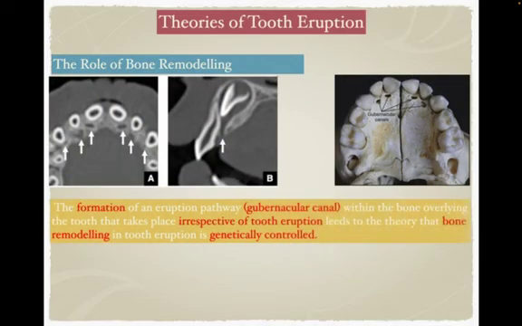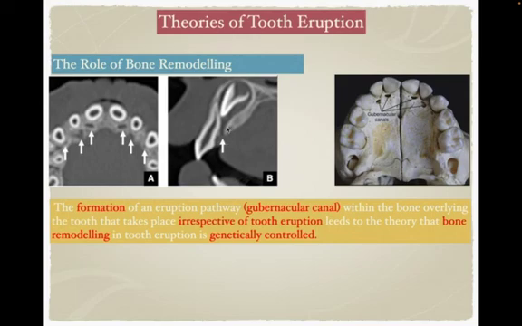Bone remodeling. Now this theory comes into more focus because of something we call the gubernacular canals, and this is it. When the tooth erupts, we have resorption of the bone as canals like this one, and this happens irrespective of the tooth eruption. So even if the tooth fails to erupt, this canal will develop. So that gives us the conclusion that genetics plays a major role in this.